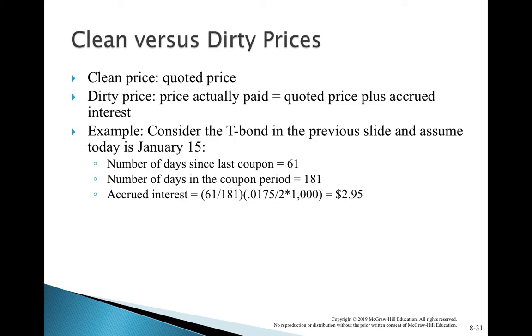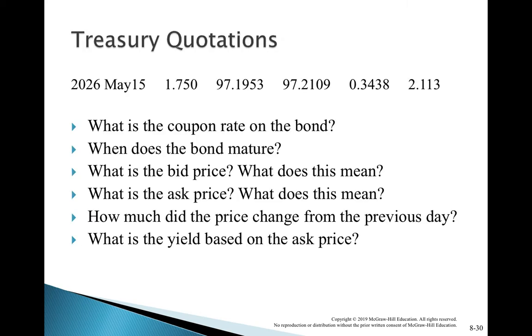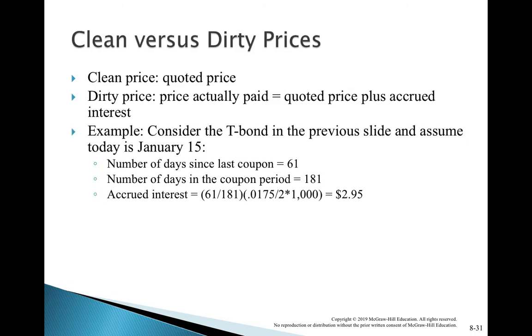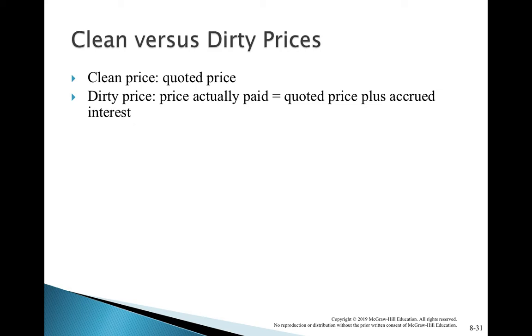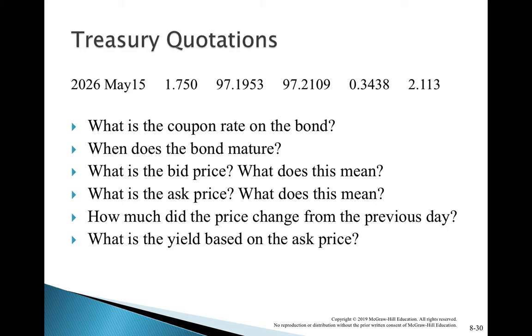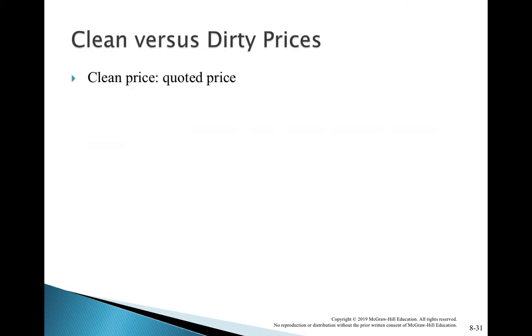The accrued interest will be calculated as 61 divided by 181 multiplied by 1.75, which is the coupon divided by 2 because it is paid twice, multiplied by the face value. The 1.75 is calculated from here: 1.750 is the coupon, 1000 is the face value. And the dates are January 15, and since it is semi-annual, the last coupon was May 15th.